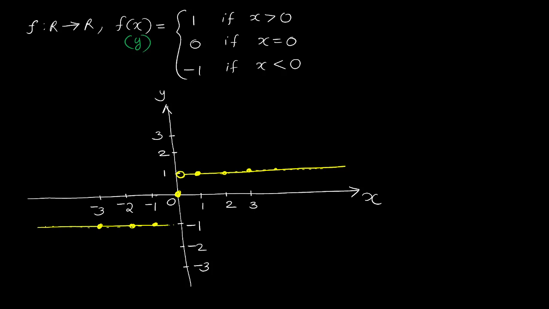Here also it goes like this but does not meet the y-axis. There is a discontinuity here. We draw a dot, meaning that this does not meet the y-axis. So this is the graph of the signum function. Please draw the graph. If you have any doubt, please ask me. Memorize the graph.